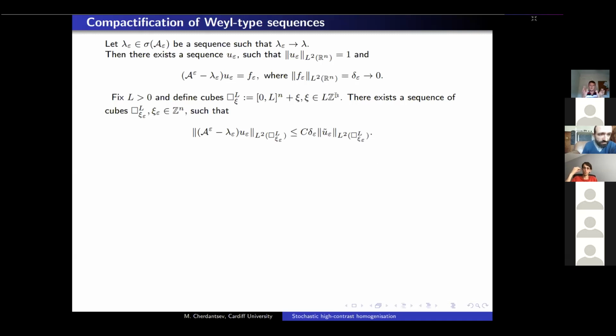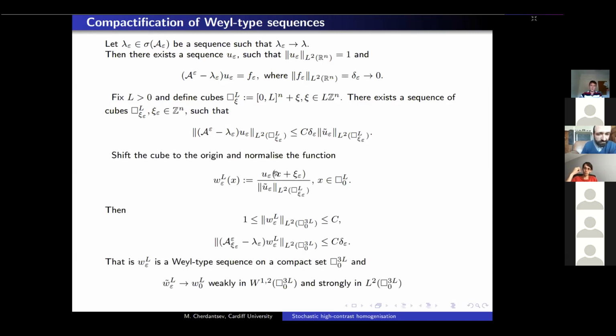Now we split our whole space into cubes of size L, and in each cube we consider what happens to that thing. It's not difficult to see that you can always choose the cube such that this bound holds. If you shift the cube to the origin, we have a sequence of cubes, one for each epsilon, and this cube is shifted by psi epsilon. We shift it to the origin so that we stay in the same set.